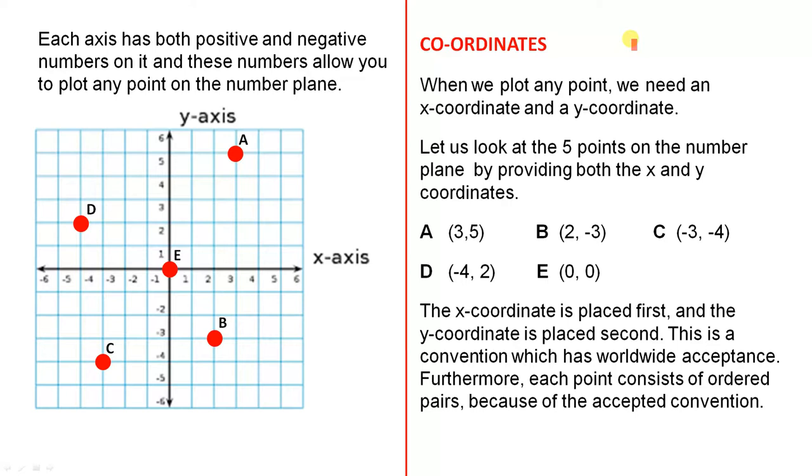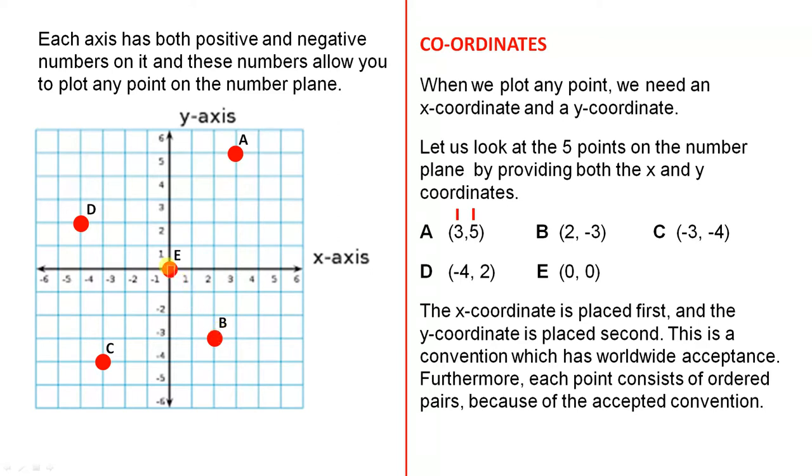Coordinates. When we plot any point, we need an x-coordinate and a y-coordinate. Let us look at the 5 points on the number plane by providing both the x and y coordinates. The letter A, see the red dot here. Now you always start at 0, so for the letter A, you have to mention the x value first, so it's 3, 5. So that's 3, 5. That's the x value, and that's the y value.